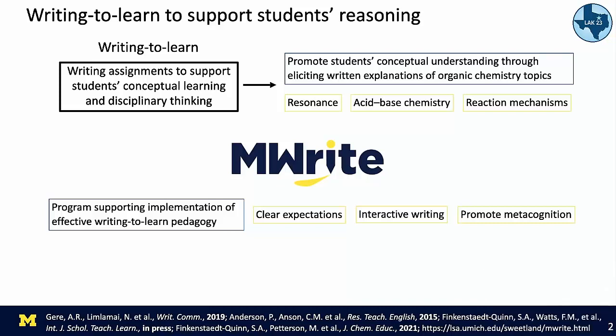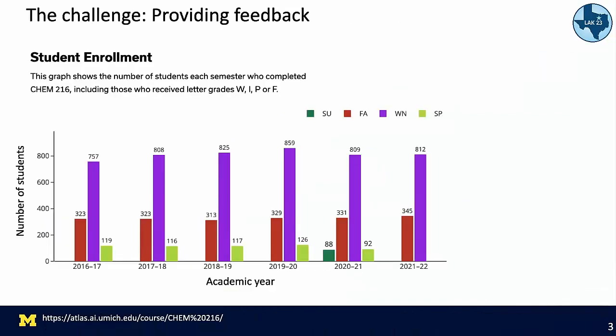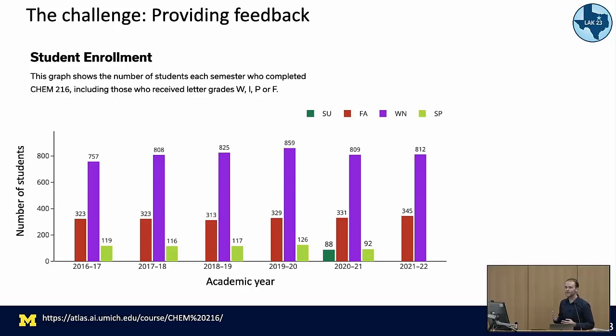As you can imagine, at a large research institution like the University of Michigan, especially in these large, often introductory STEM courses, one of the significant challenges with these writing to learn assignments is providing students with feedback. This graph shows the enrollment in the chemistry course where we implemented these assignments. We typically implemented these in the winter semester, which is shown in the purple bars. The typical enrollment is around 800 to 850 students per semester.